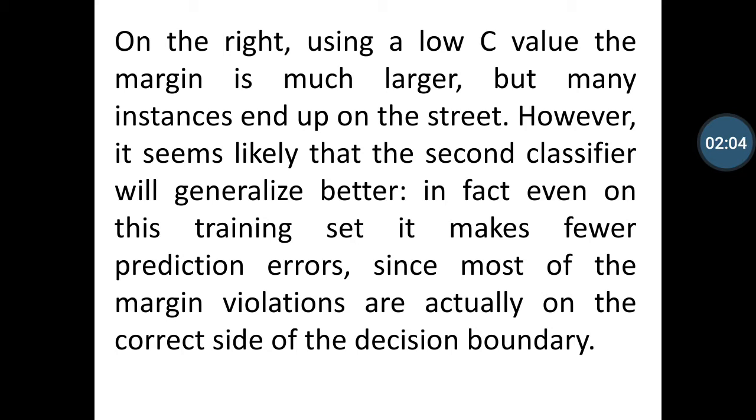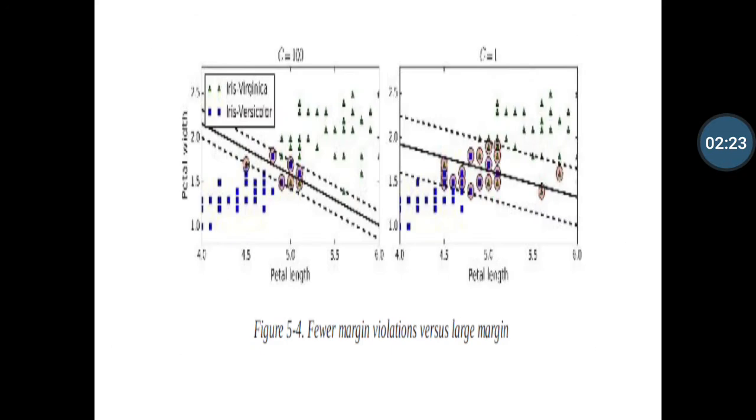In fact, even on this training set, it makes fewer prediction errors, since most of the margin violations are actually on the correct side of the decision boundary, as represented in our graphical representation. You can see easily that the decision boundaries are defined here for fewer margin violations versus large margin violations.